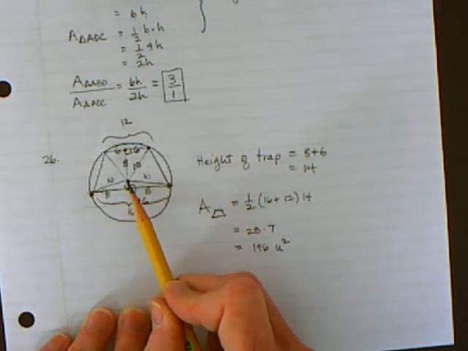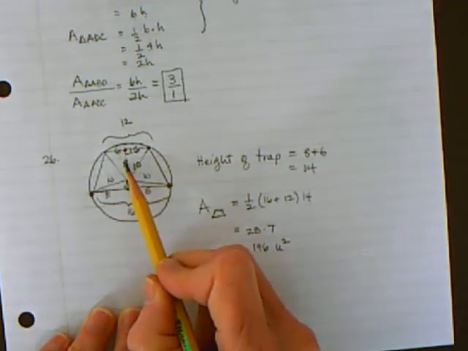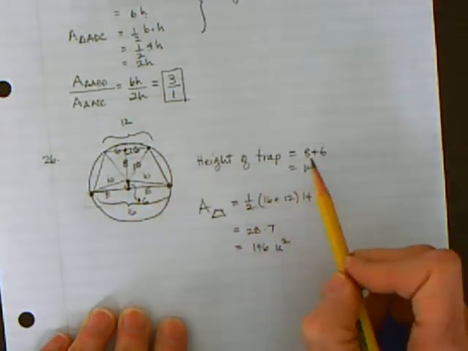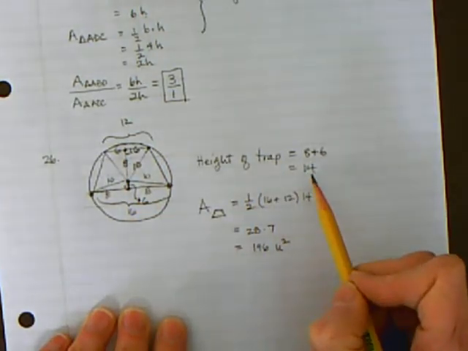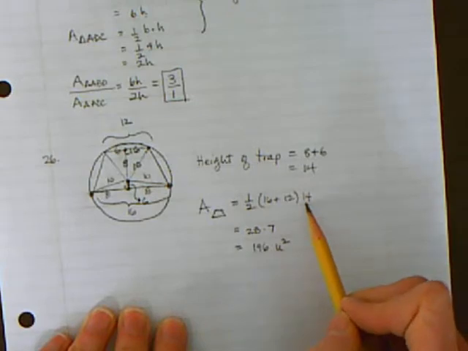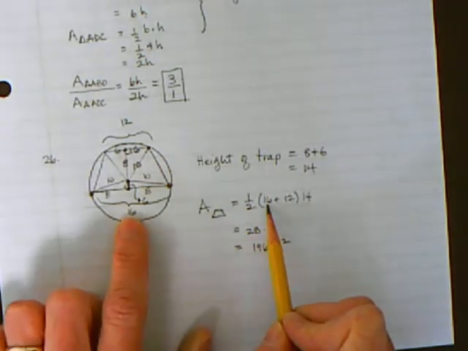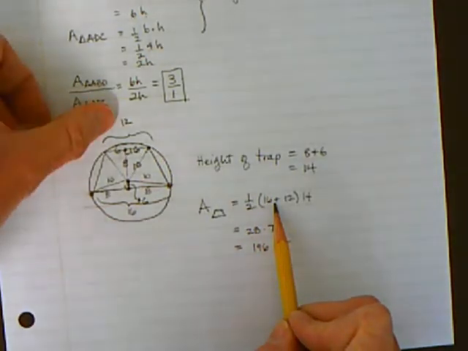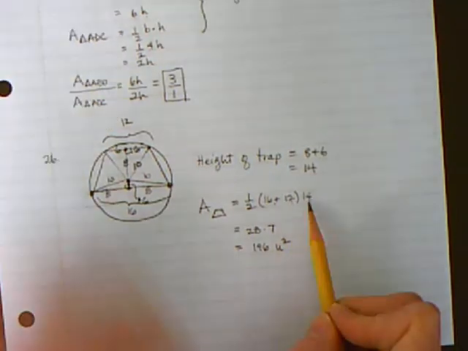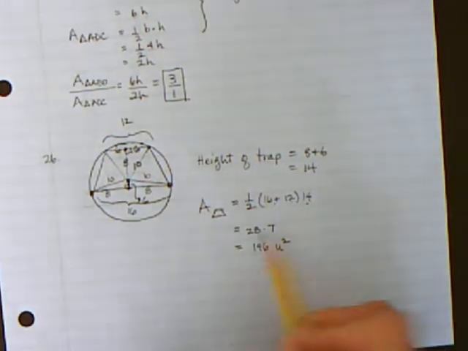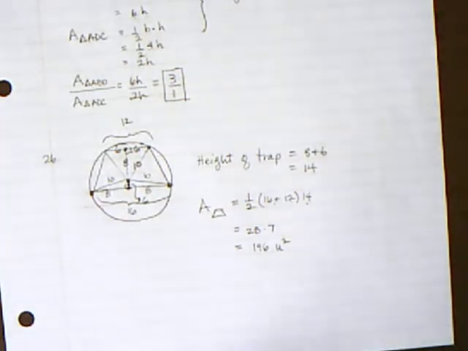So this height is 6, this height is 8, and so the entire height of the trapezoid is 14. Once I get that the height of the trapezoid is 14, I'm good to go with this formula. The area of the trapezoid equals 1/2 times base 1, 16, plus base 2, 12, times the height. So that's 28 times 7, which is 196 units squared.